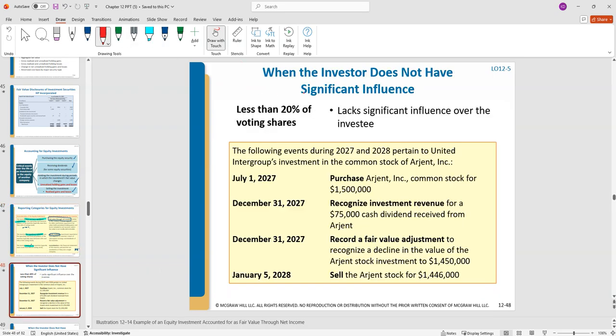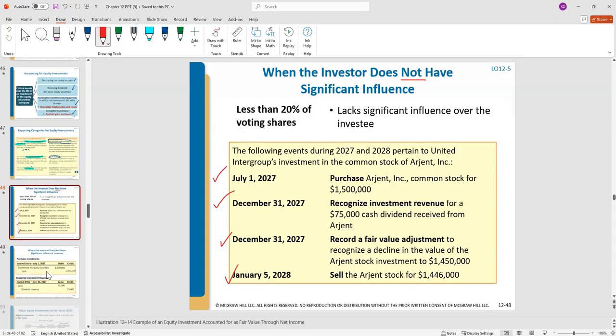Let's start with when we do not have significant influence, right? Maybe we bought some stock on July 1st. They then gave us a dividend on December 31st. The stock changed in value as of the end of the year from when we purchased it, and then we sell it. How do we account for this? Maybe we own 5% of the company, something small. We lack significant influence.